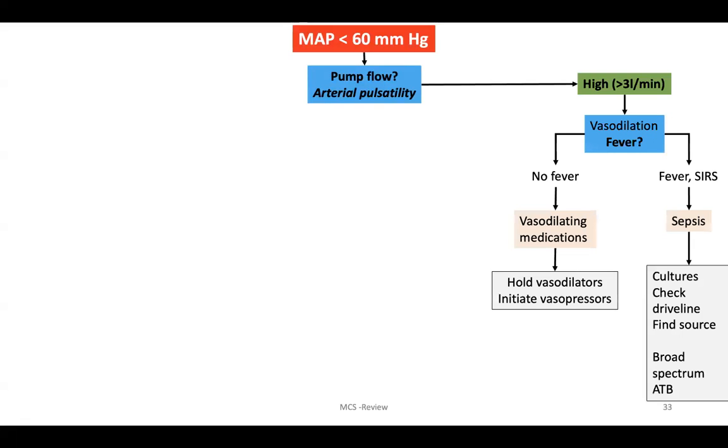You can have a high flow for many reasons, probably because afterload is low and you have vasodilation. So now you have to think about why you have vasodilation. Is it related to sepsis or not? If the patient has fever, then it's pretty easy, and you look for sepsis, you do the cultures and all the blood work, etc. If you have no fever and no sign of SIRS, then it's probably vasoplegia. So you need to hold vasopressors and eventually initiate vasopressors. So this is pretty easy.